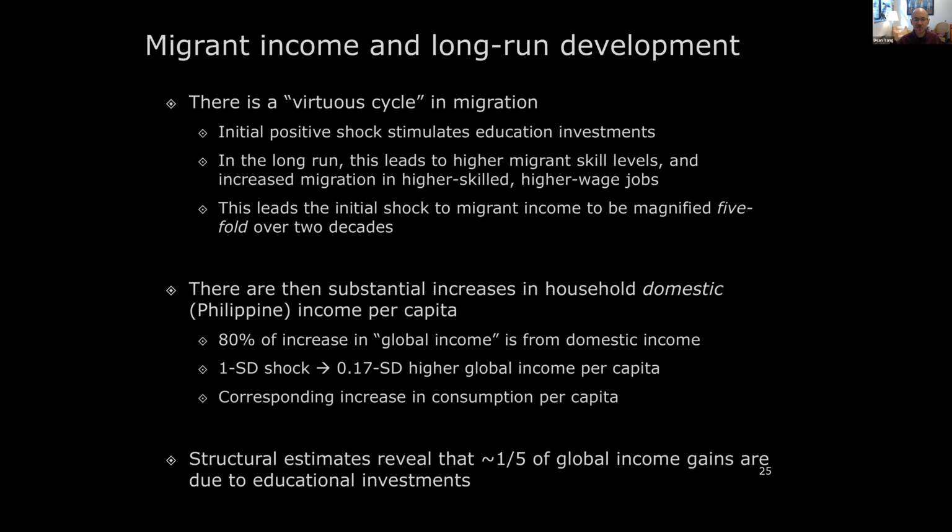And our structural model is useful in revealing the role of different mechanisms. One that we'll highlight is that about 1/5 of global income gains, both migrant income and domestic income, are due to educational investments. And then the remaining gains are due to other channels.